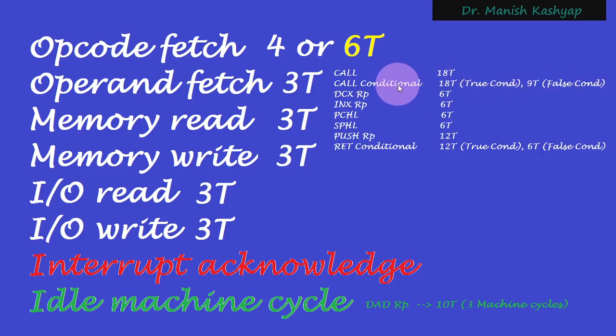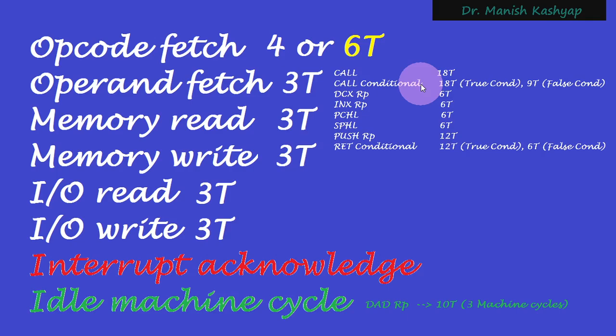Let me discuss this particular thing here, because there are a couple more instructions which will have a similar dual T state. I mean, sometimes they will be of 18 T states and sometimes they will consume only 9. A similar instruction is return conditional. Let me first tell you what the call conditional statement is. It will monitor the status of your flag register, and from there it will try to call a subroutine.